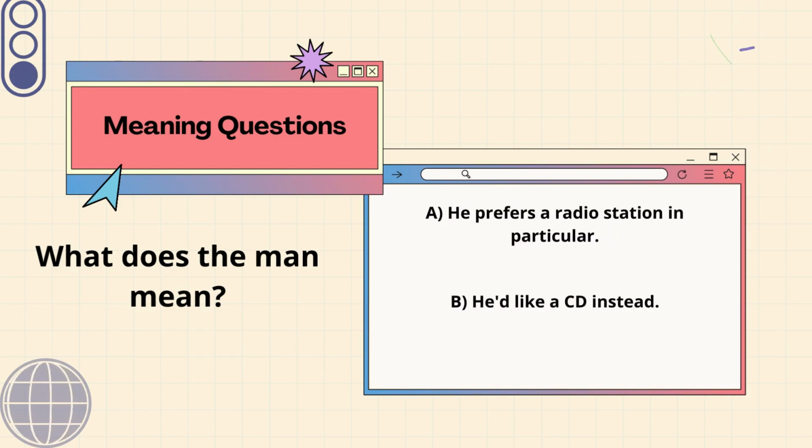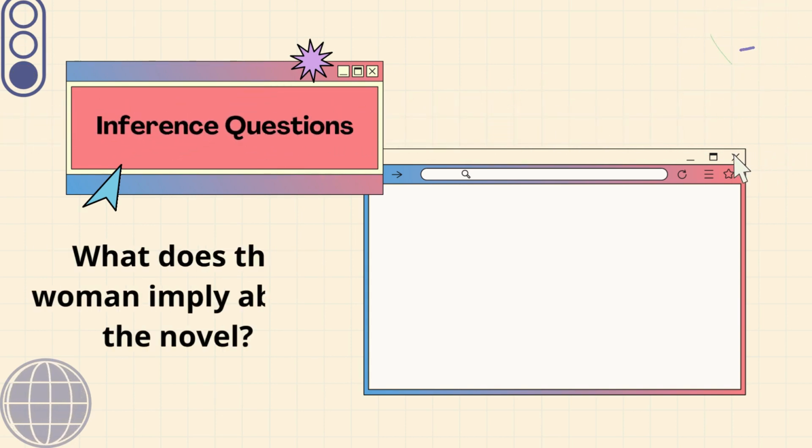Check the answers. He prefers a radio station in particular. He'd like a faster car. In these answers, you must look for a restatement. It means the same information but presented differently.